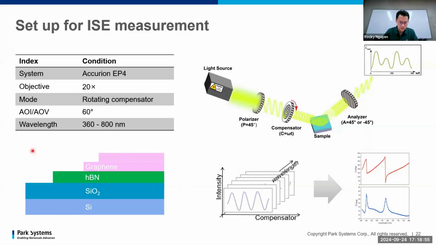And on this corner, this is the layer structure of the sample. So this is the SiO2/Si substrate, something very common. And on top of it, we have hBN, followed by two graphene layers on the top.